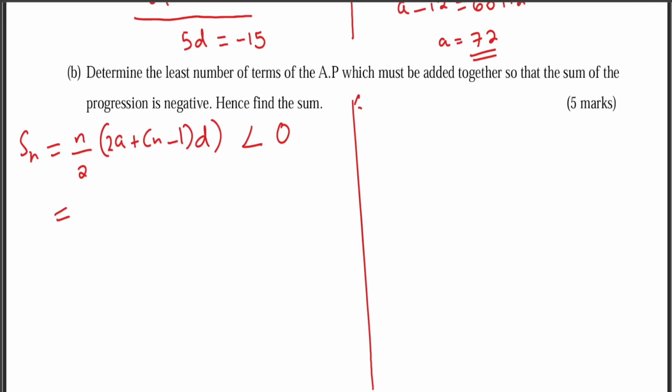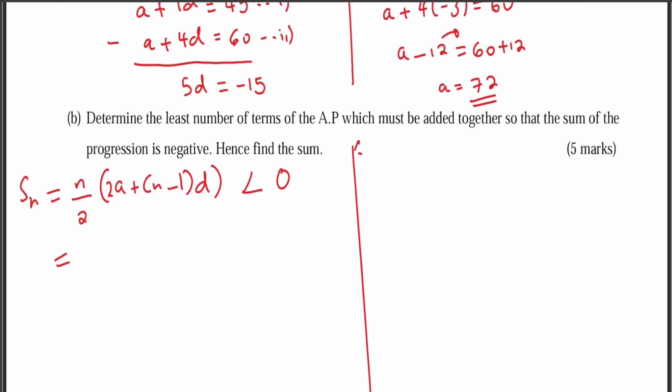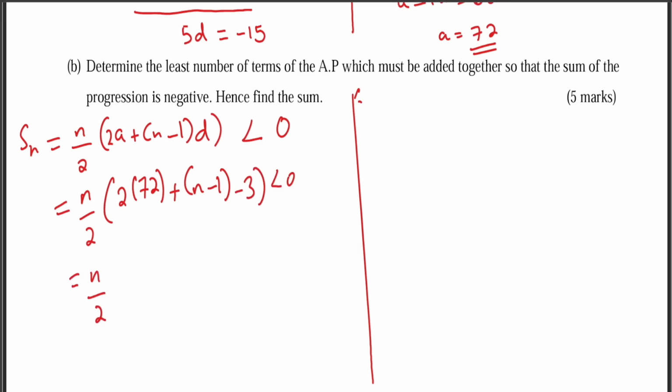So this is the sum, because determine the least number of terms, we don't know the number of terms, so you say it's n. The first term is 72, so it's basically n over 2 times 2 times 72 plus n minus 1 times your common difference, which you know is negative 3. This should be less than 0. So n over 2, 72 times 2 is 144. If you take n times negative 3 gives you negative 3n, negative 1 times negative 3 gives you positive 3, which is less than 0.